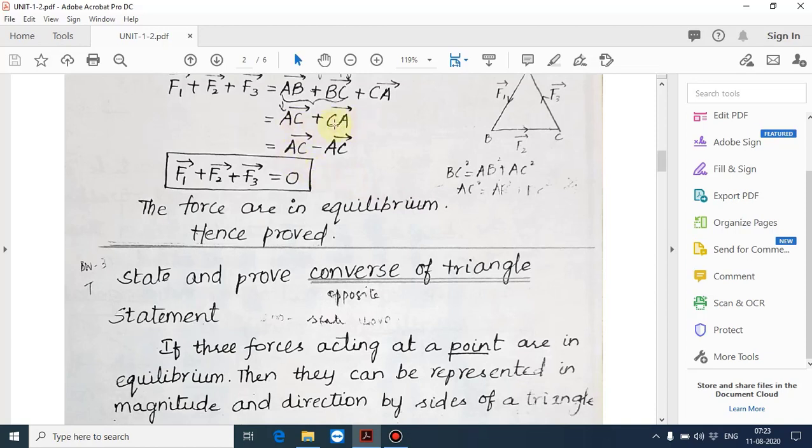So we get AC plus CA. We can change magnitude and direction. As I said in the statement before, if we change the direction, plus becomes minus and CA becomes AC. Therefore we get AC minus AC, which is equal to 0. Therefore F1 plus F2 plus F3 is equal to 0. Therefore, the forces are in equilibrium. What we have to prove means, if we add the forces in magnitude and direction, you will get 0.